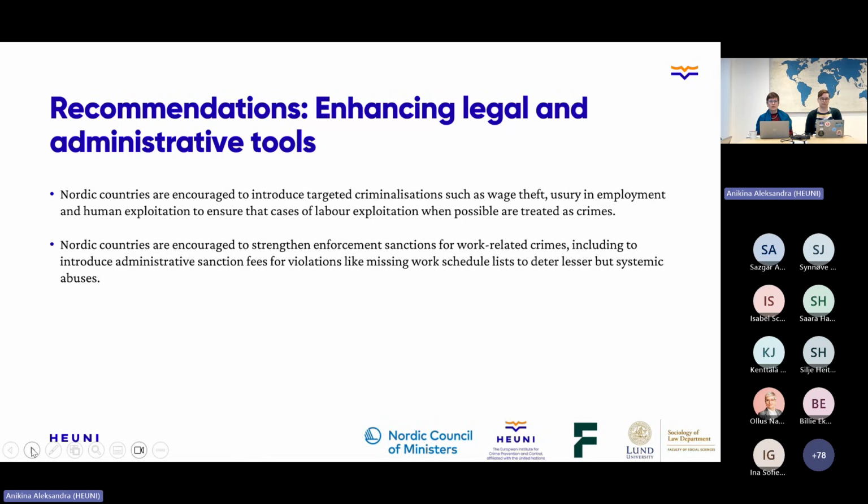We also then talk about the need to strengthen sanctions for work-related crime, not only in the criminal justice realm, but also in the administrative sphere. And there's a clear need to introduce administrative sanctions for violations. And this is something which we've discussed extensively, for instance, in the Finnish context, that there is a need to introduce administrative sanctions that, for instance, labor inspectors could introduce in their inspections.